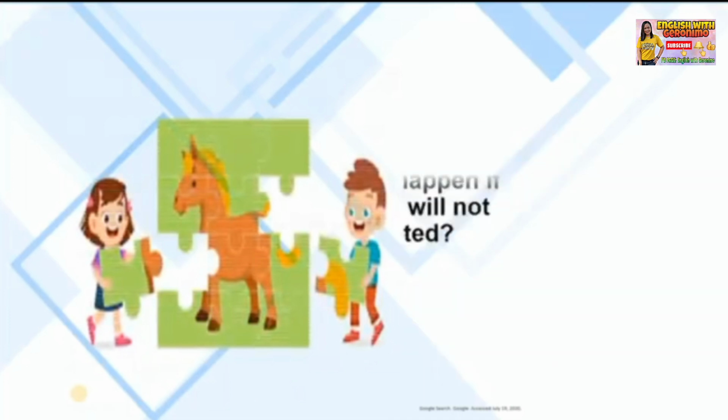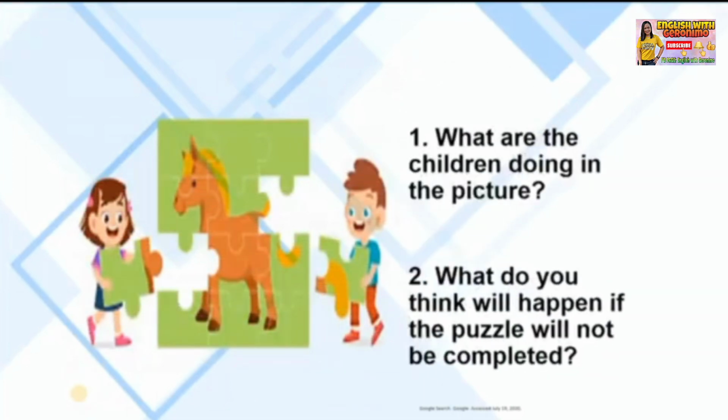Let's take a look at this picture. What are the children doing in the picture? Yes, they are completing the puzzle. What do you think will happen if the puzzle will not be completed? Correct. The picture would not be clear. Cohesion is like the pieces of jigsaw puzzle that need to fit together perfectly.